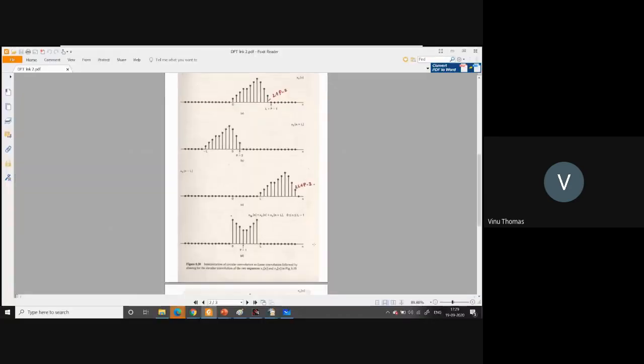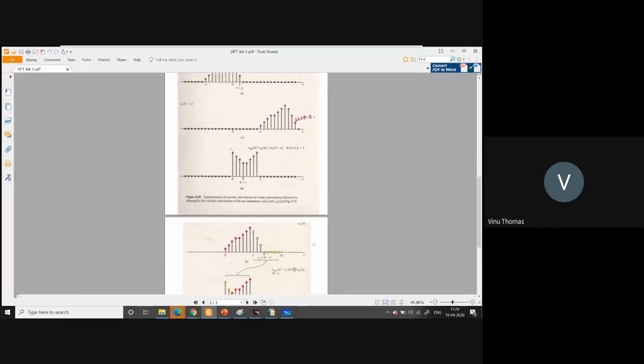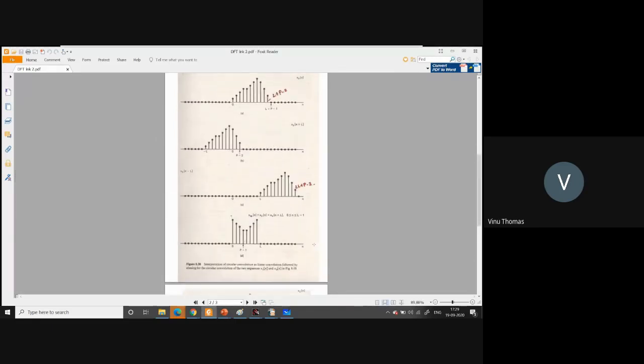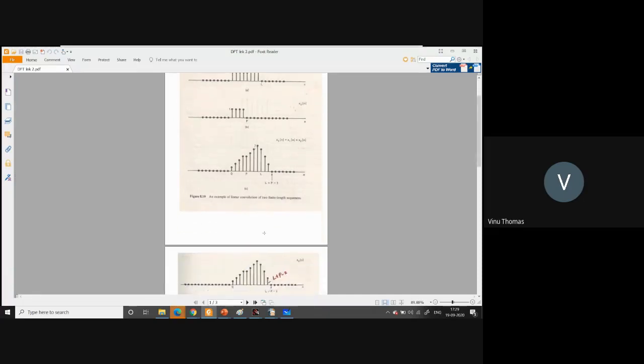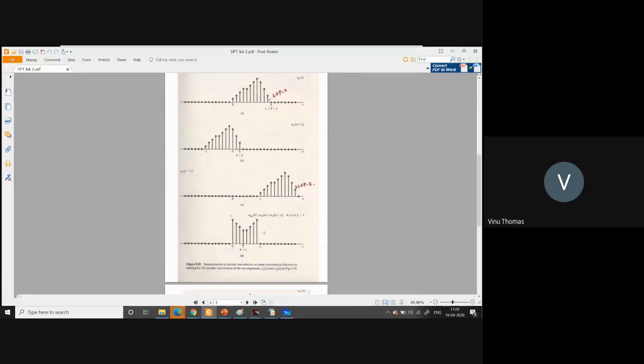What is happening is, what was the value for L? L was equal to 8: 1, 2, 3, 4, 5, 6, 7, 8. And what was the value for P? P was equal to 4. So you see that the first 3 samples are different here. These first 3 samples are not the same as the first 3 samples of the linear convolution sequence.